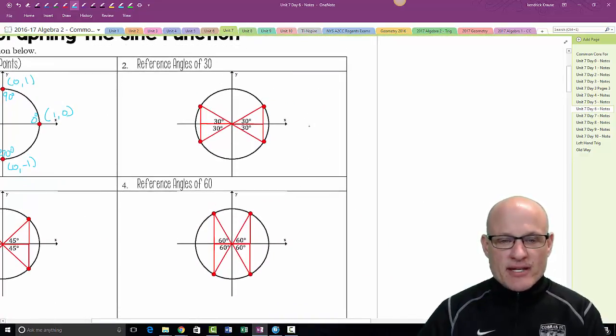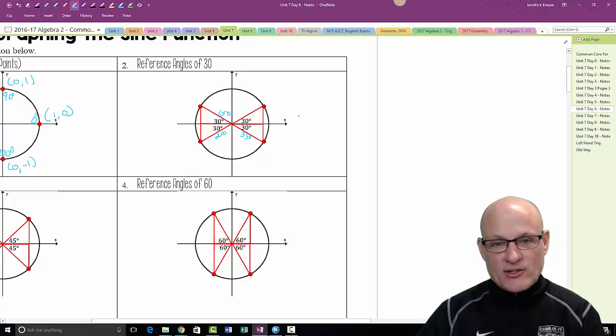All right, 30 degrees. Let me get the reference angle. Even though this is 30 degrees, this is 150. This is 210. This is 330. Those are the actual angles. These are just the reference angles.